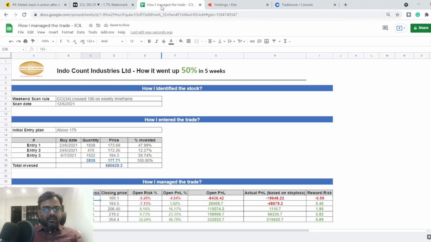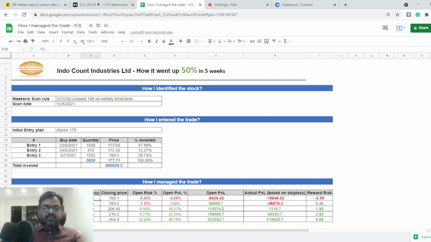Now when I bought it the first time at 173.69, with a stop at 163, I had some risk. Right now, what is the risk amount that I'm carrying as of that day? So it will be 163 minus 173 into 1838. So that will be around 18,380 rupees. Right. So that is the risk if my stop loss hits.